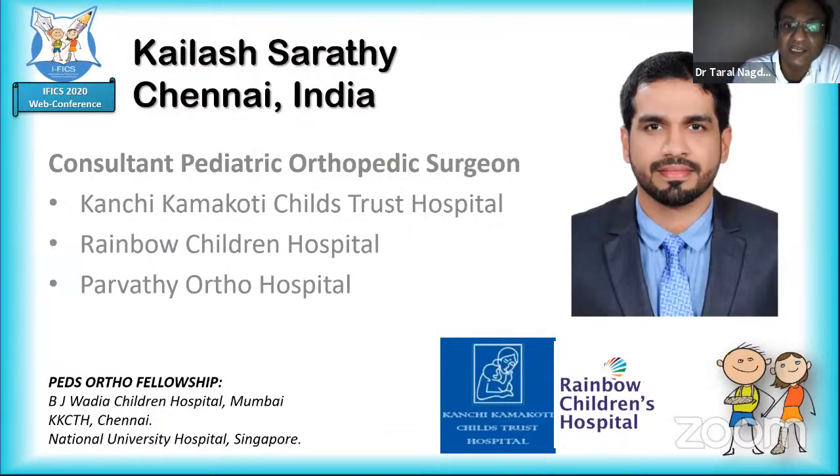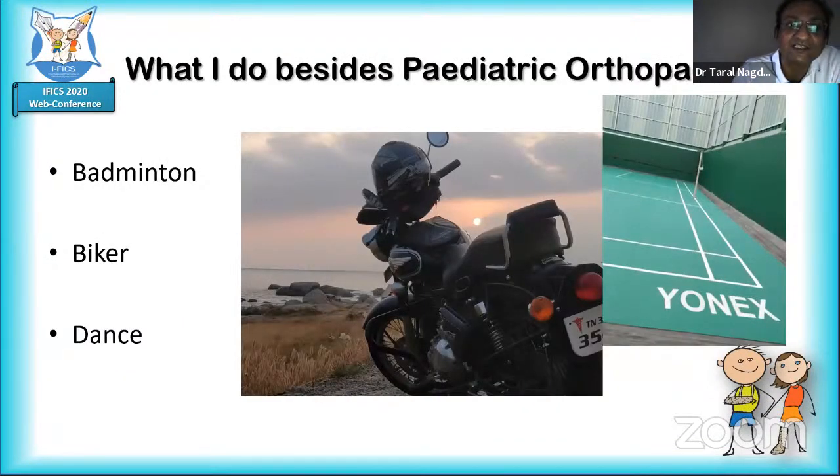Kailash Sharthi from Chennai, the land of idlis and dosas. He's attached to Kanchi Children's Hospital. What is surprising is that he likes 2 B's and a D. So badminton and a bike. You can see a Royal Enfield bike which he owns in that picture, and he also loves to dance.